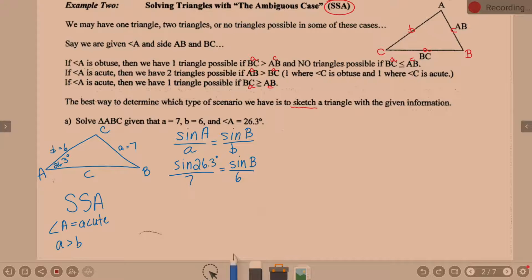You know the next couple of steps to take. Fraction equal to a fraction. We've got a proportion here, so we can solve using cross products. So I know that 7 times the sine of B is going to be equal to 6 times the sine of 26.3 degrees.